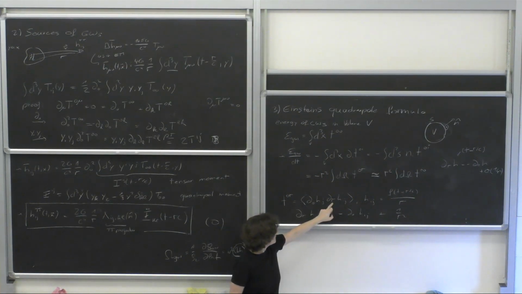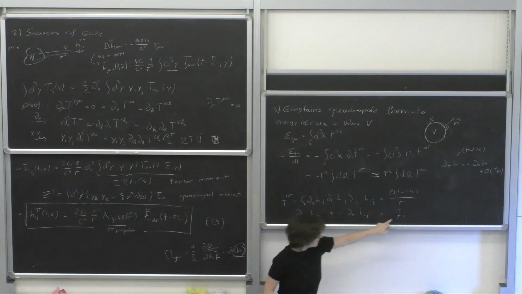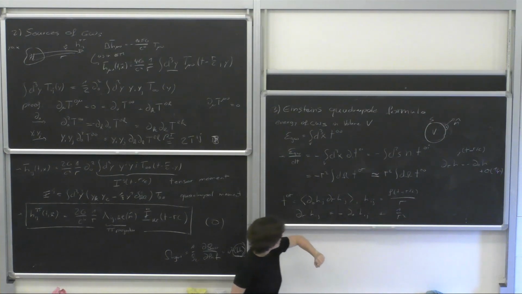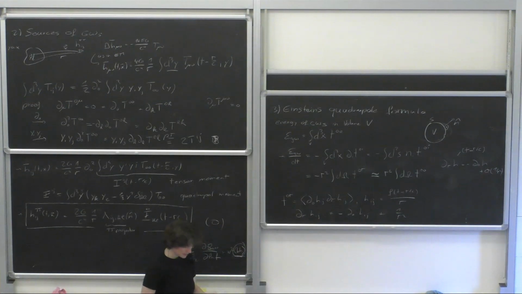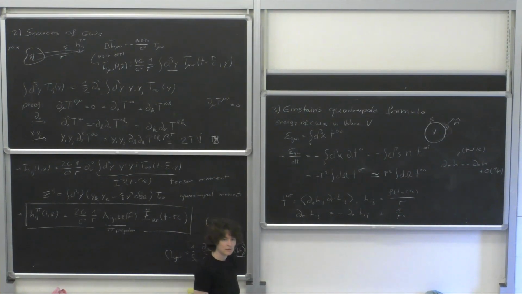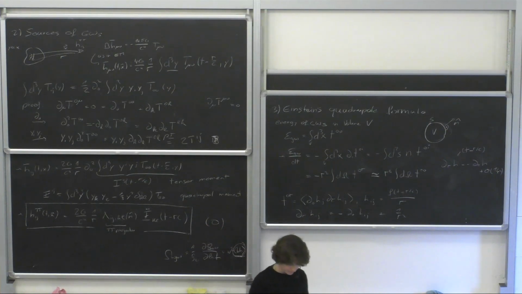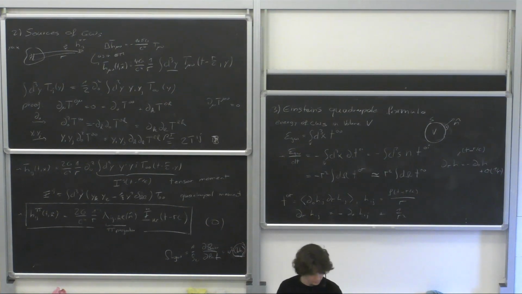So you see that basically the 0r component, at leading order in 1 over r, is the same as minus the 00 component. Yeah, thanks for asking. I think I was not super clear when I explained this. Okay, any other questions?